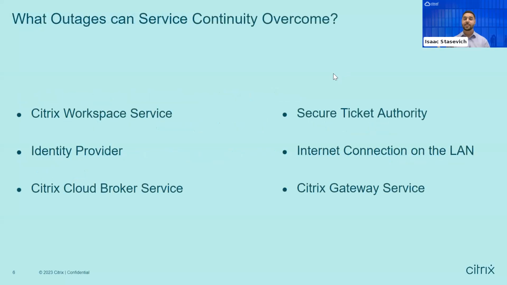And what outages specifically can we overcome? Starting with the workspace service, that's the cloud hosted storefront. Moving on to the identity providers. Even if you're using a SAML identity provider, we can overcome an outage from that side of the house. Any broker service outages, secure ticket authority outages, even an internet connection outage on the LAN. If you can still reach those cloud connectors, you can overcome an outage that way. And last but not least, the gateway service. If one of the points of presence goes down, we can fail over to a different one.